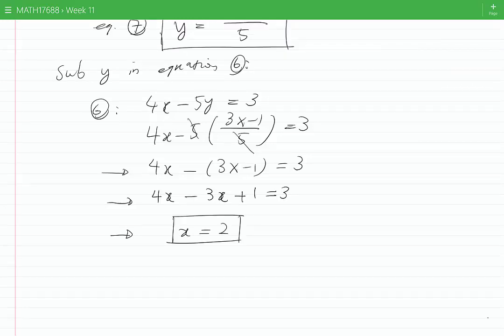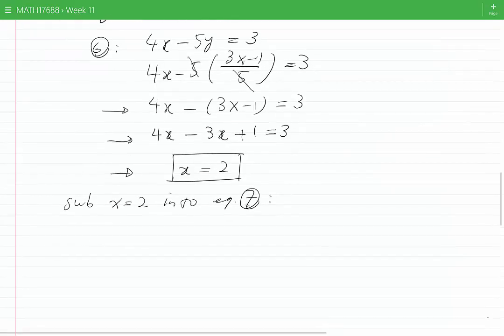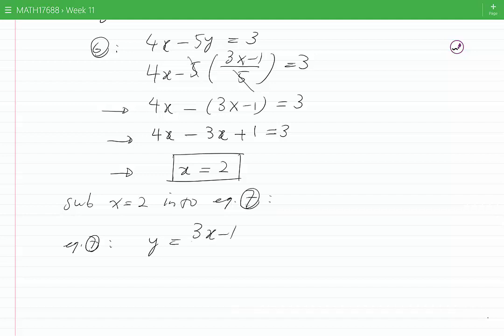Once you have one of the unknowns, it is very easy to find the other unknowns. Sub x equal to 2 into equation 7. Equation 7 says y is equal to (3x minus 1) over 5. If we substitute x equal 2 in this equation, we will get 5 over 5, which is 1. The value of y is 1.